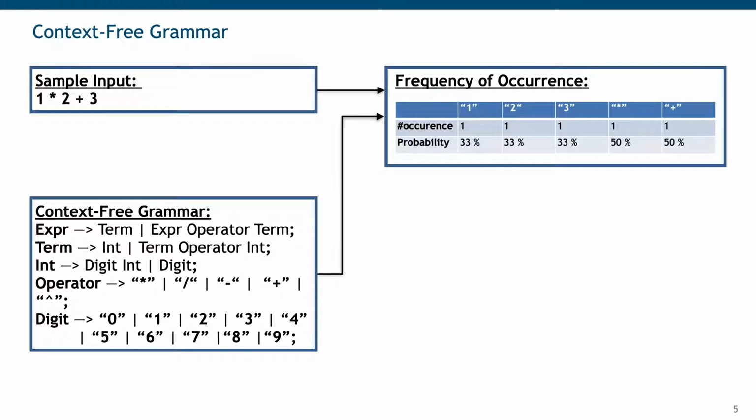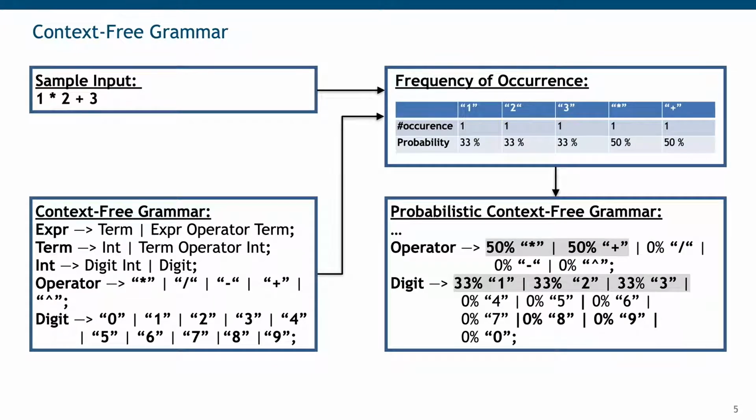So for instance, we learn that digits 1 to 3 occur equally with a 3% probability, and operators multiplication and addition occur with a 50% probability. We then annotate the context-free grammar to form a probabilistic grammar. We annotate it with the distributions that we have learned, such that now those distributions are part of the grammar. The idea is to then turn this grammar into a producer such that we produce inputs that are similar to or conform to this distribution that we have annotated.